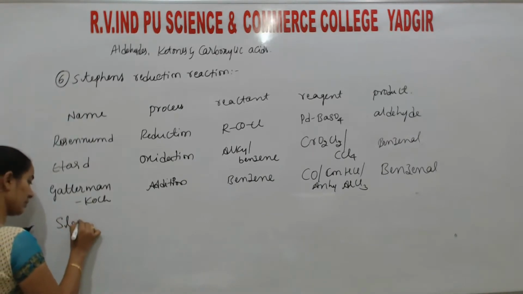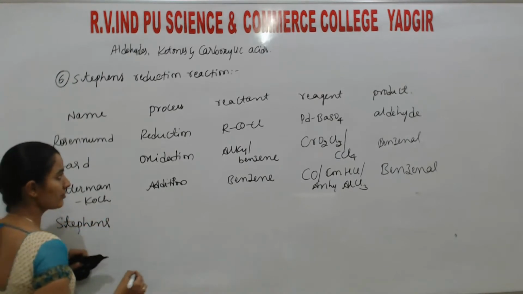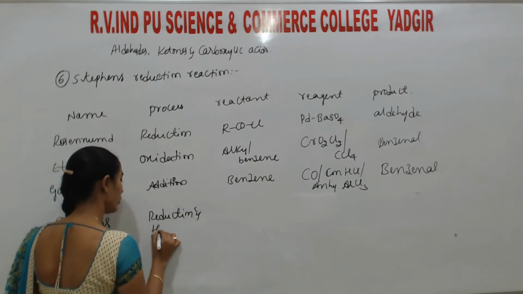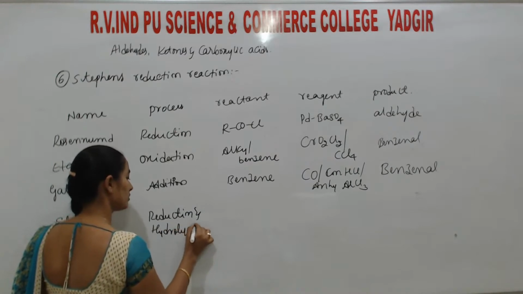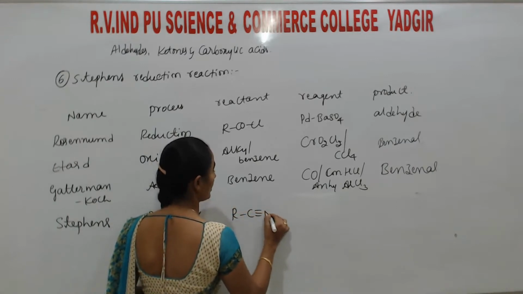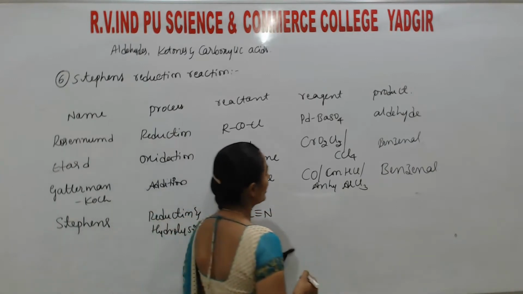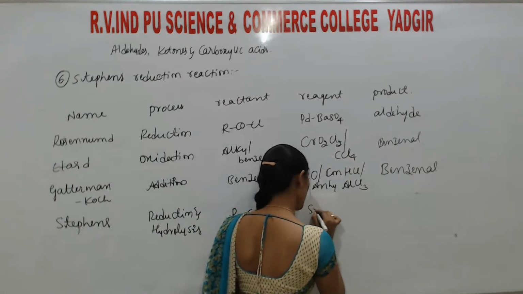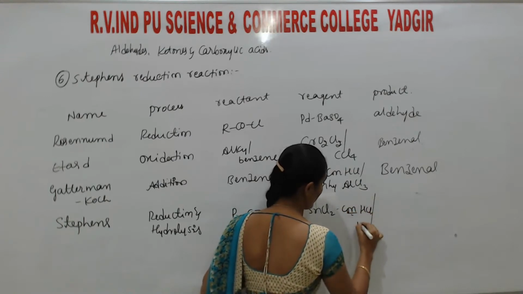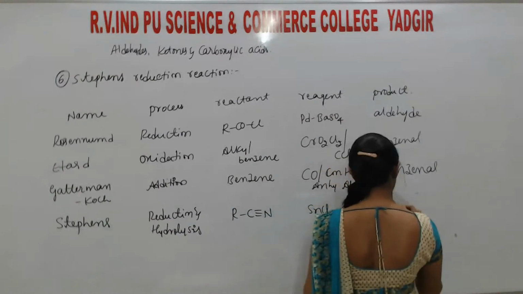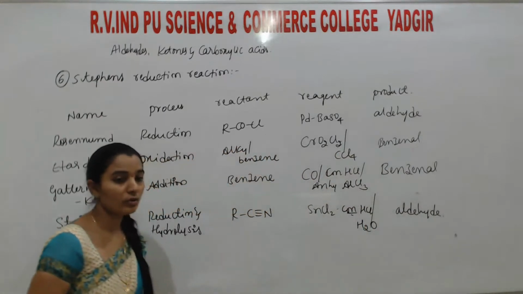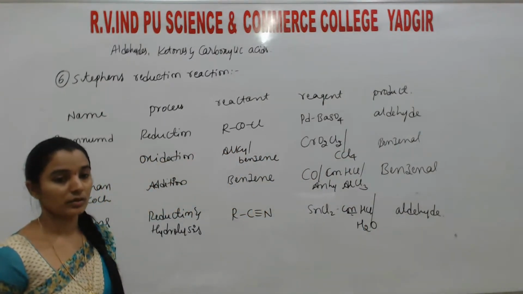Okay, next, another one is Stephen's. In this Stephen's, this is also a reduction and hydrolysis, both. The reactant here is what? Alkyl nitrile. Okay, so here the reagent is stannous chloride in presence of concentrated HCl followed by hydrolysis. Here the product formed is aldehyde. This is how you need to remember the reactions.